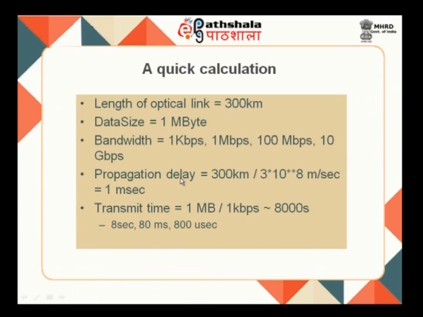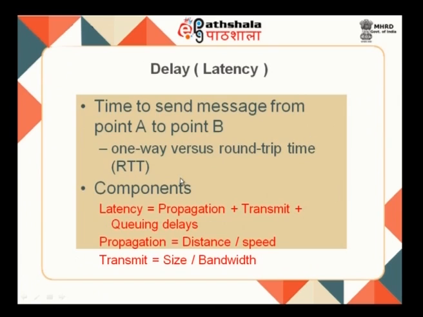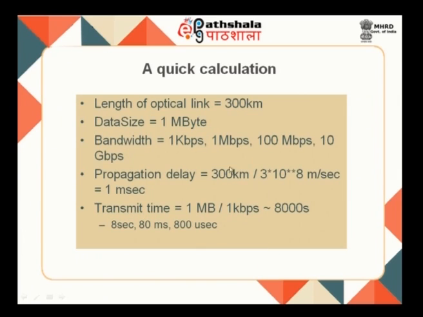So, propagation delay. Now, how did we say propagation delay is measured? We said propagation delay is distance by speed. Now, we said it is an optical link, so obviously, it is speed of light, 3 into 10 power 8 meters per second. So, the propagation delay will be length, which is 300 kilometers, divided by 3 into 10 power 8 meters per second, which comes to about 1 millisecond. So, propagation delay is 1 millisecond.